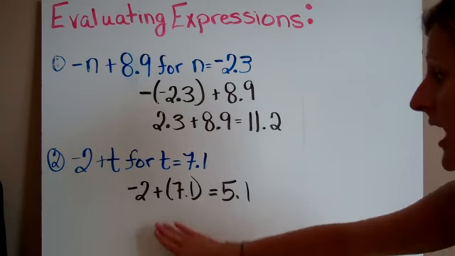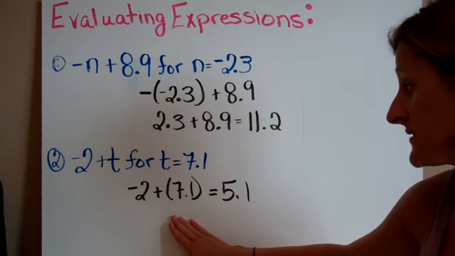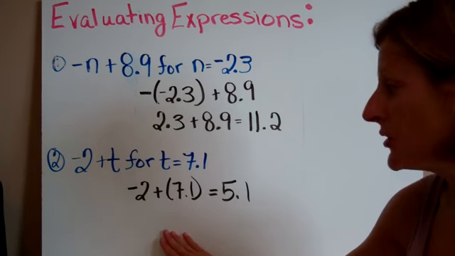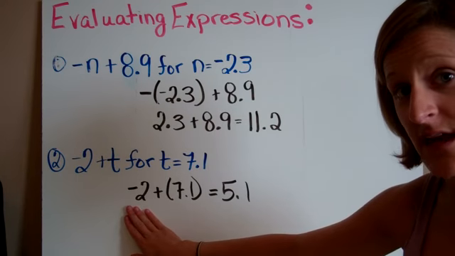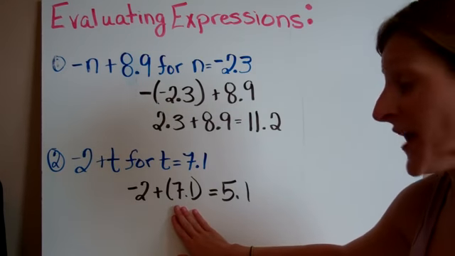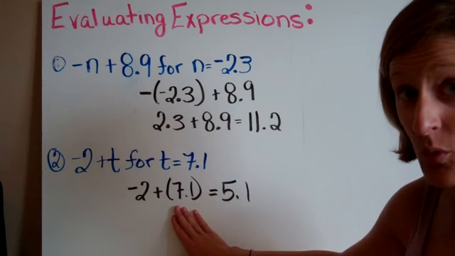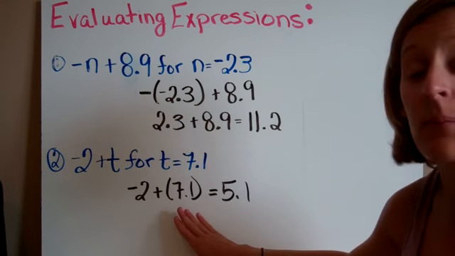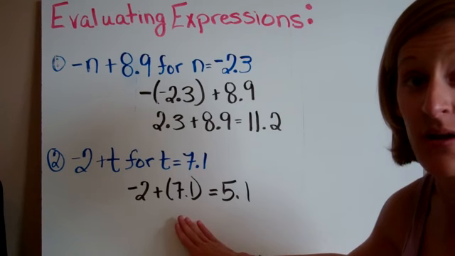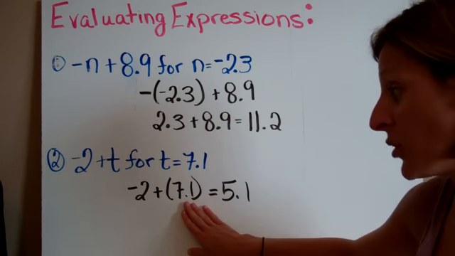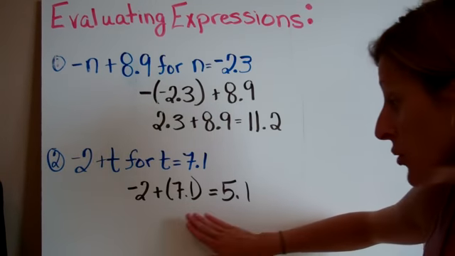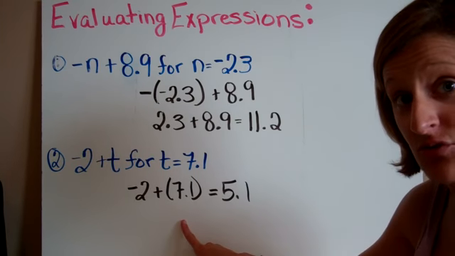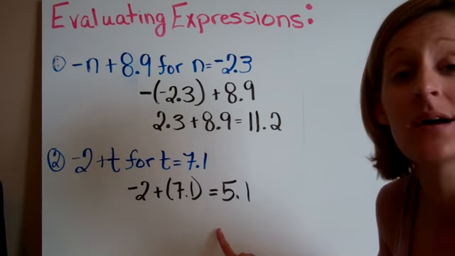Now when I plug it in, I have one negative number and one positive number. When I do that, remember, I find the absolute value of each one. Absolute value of negative 2 is 2. Absolute value of 7.1 is 7.1. Now 7.1 is greater than 2, so I'm going to have a positive answer, and I'm going to find the difference. So I do 7.1 minus 2, and that's 5.1. Remember, 7.1 had the bigger absolute value, the larger one, so it's going to be a positive number.